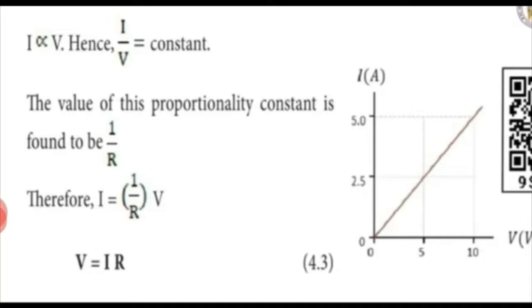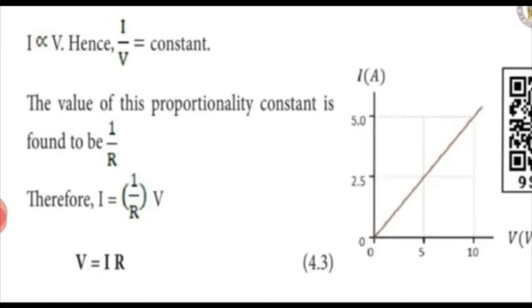The value of this proportionality constant is found to be 1 by R. Therefore, I is equal to 1 divided by R into V. Therefore, potential difference V is equal to I into R. Here, R is a constant for a given material at a given temperature and is known as the resistance of the material.